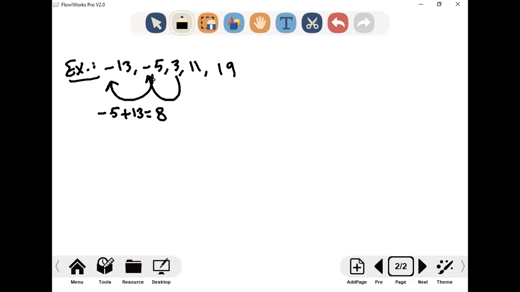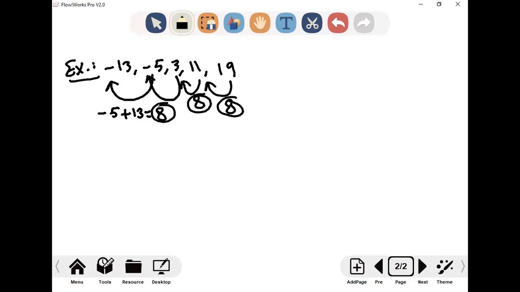Do you have a problem with the pluses and minuses? Are you sure? Who said 3 minus 5 is 2? Nice. 11 minus 3 is 8. 19 minus 11 is 8. All of them what? 8. So this is an arithmetic sequence with common difference equal to 8, and the first term is -13.